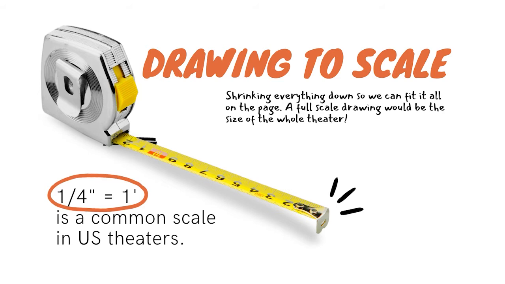A full-scale drawing would require a piece of paper the size of the whole theater, and that just isn't practical. So, we shrink it down to a more manageable size, like half-inch scale or quarter-inch scale, which is a very common scale in U.S. theaters, so that we can carry our light plot with us as we hang and focus our lights.